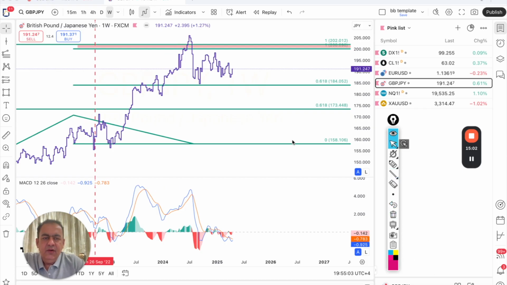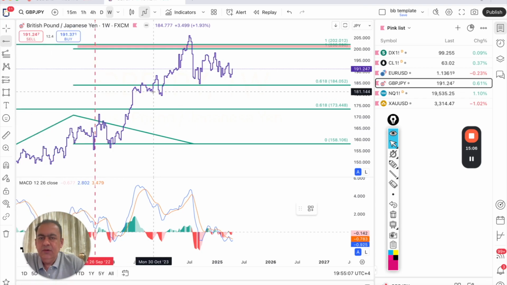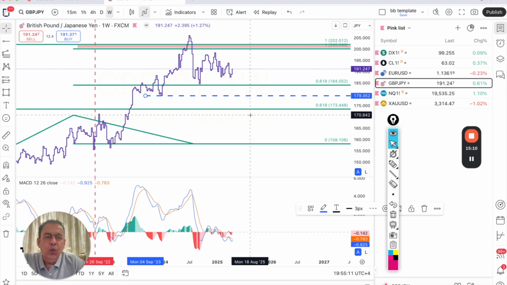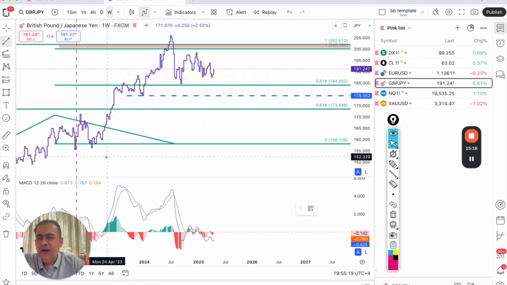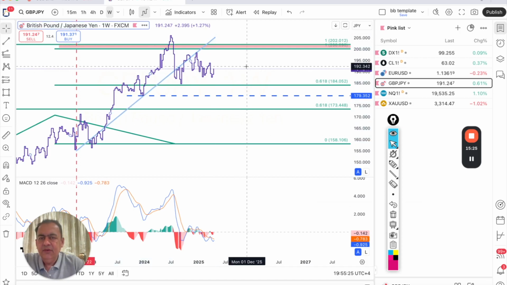Now, after divergence, we usually look for BOS, and I need to mark BOS here. So this is the level of BOS. So the blue dashed line, 179.35, the BOS is not yet completed. If BOS is not completed, then we apply a trend line. So I'll start from the vertical line and I'll connect with the BOS low. Yes, the rising trend line is compromised, and that's it.